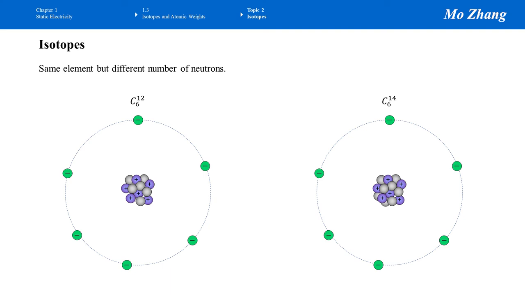If you know how much carbon 14 a live tree or an animal had before it died, and then we can figure out how much carbon 14 is left in the fossil, we can estimate how long it took for this fossil to form. This is one application of isotope. And this is the end of this session.